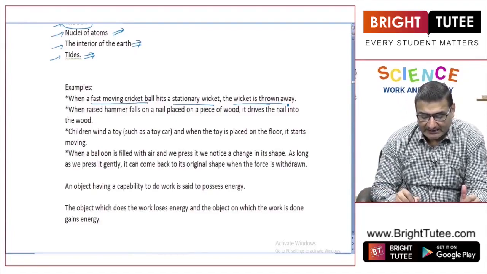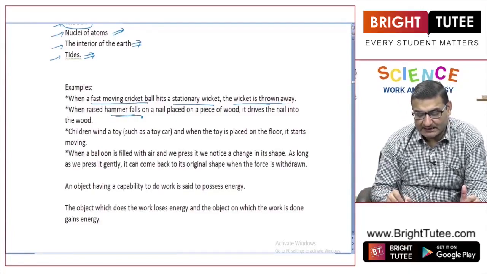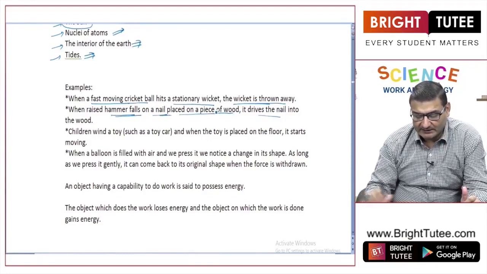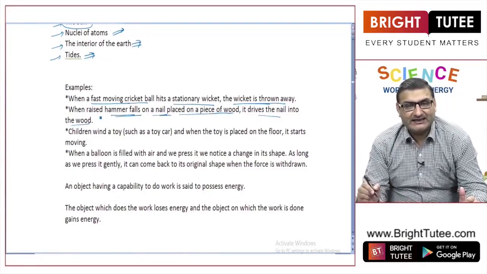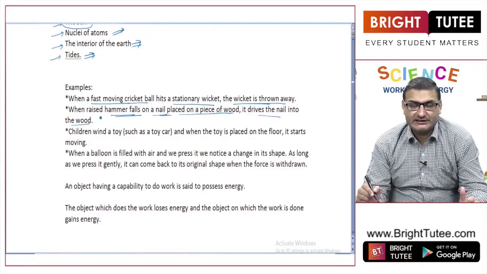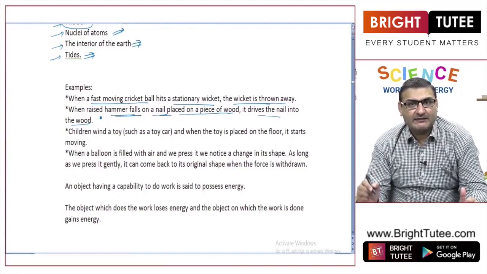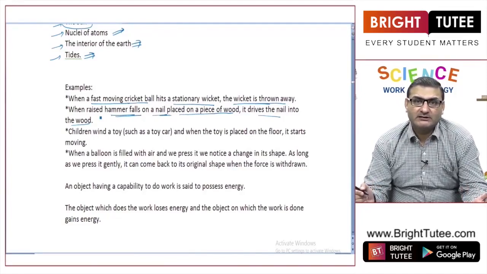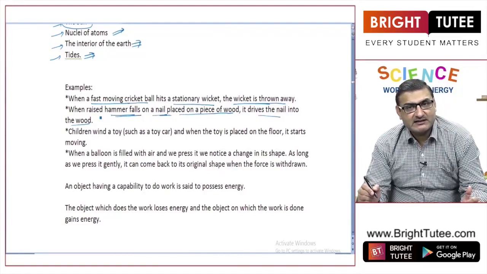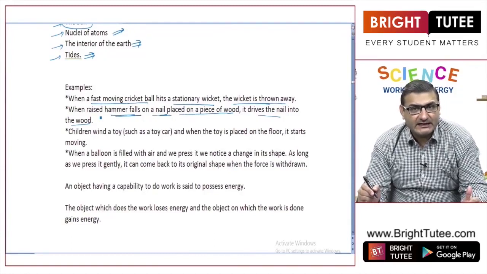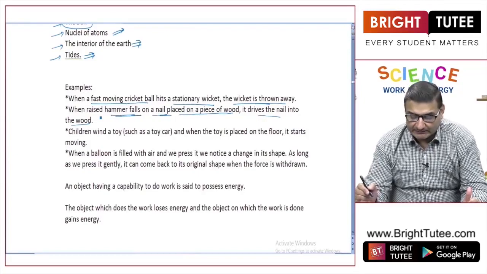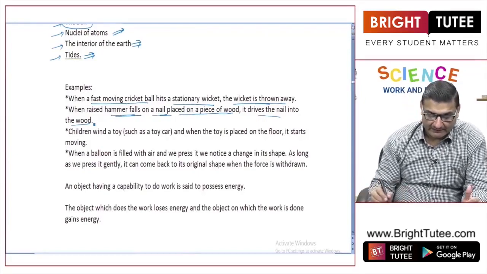When we raise a hammer and that raised hammer falls on a nail placed on a piece of wood, it drives the nail into the wood. The nail was stationary initially, right? But when the hammer falls on it, the nail moves inside. How come? That means there must have been some form of energy in the hammer which drove the nail into that surface or the wood plank.